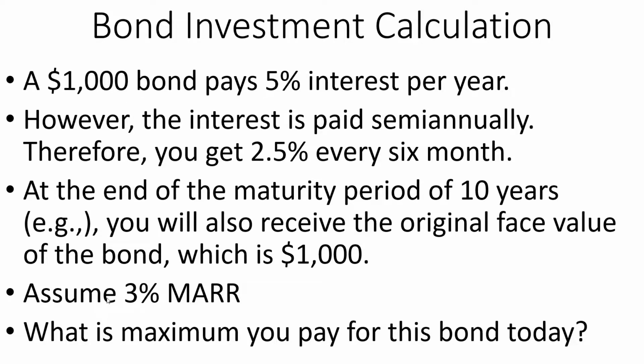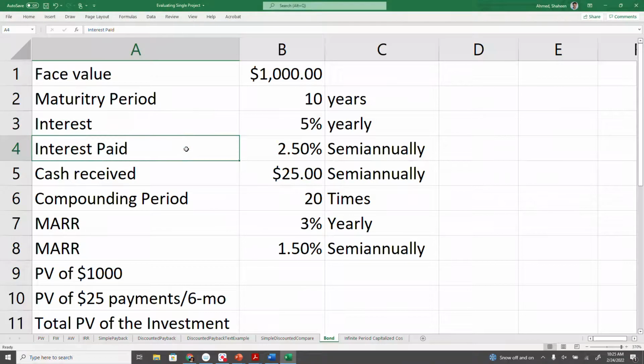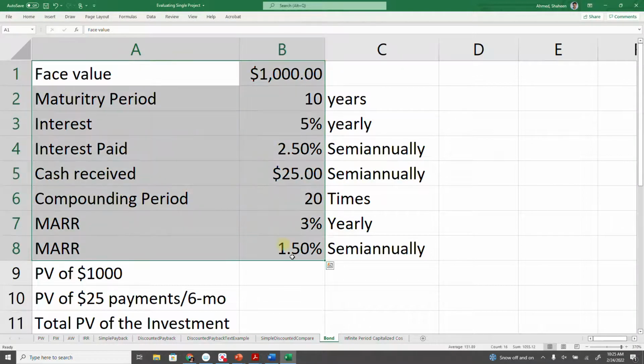And then if you are expecting a minimum attractive rate of return of 3%, one of the questions is what is the maximum you can pay for this bond today. So basically the present value of the bond, so you can make a decision whether to buy the bond or not. So here is the face value. I extracted all these values from that description.